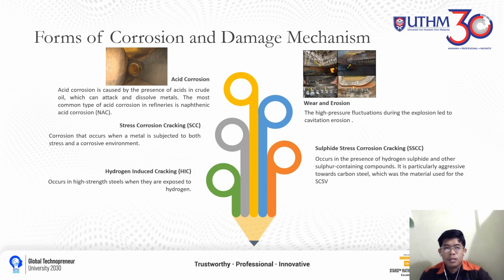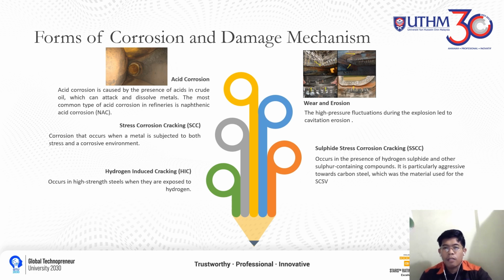And then stress corrosion cracking, corrosion that occurs when the metal is subjected to both stress and a corrosive environment. The third one is hydrogen induced cracking, which occurs in high strength steel when exposed to moisture. The fourth one is wear and erosion. The high pressure fluctuation during the explosion led to cavitation erosion.